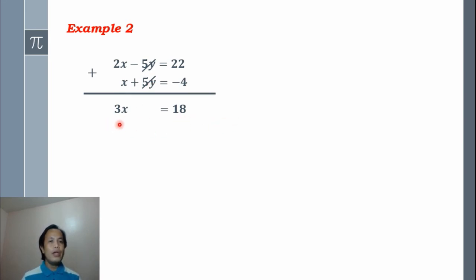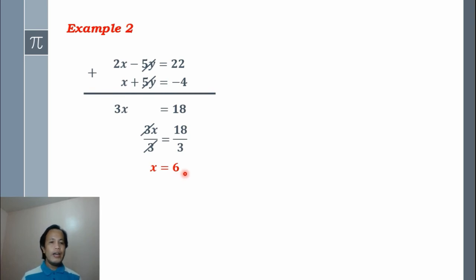Now since again we are going to solve for x, we will divide both sides of the equation by 3 to eliminate the numerical coefficient of x, which is 3. So we can cancel out the 3. What remains on the left side of the equation is x, and 18 divided by 3 is 6. So therefore, our value for x here is 6, or positive 6.